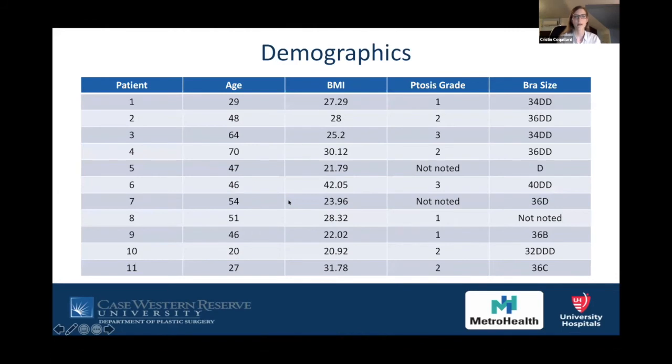So this is just showing the demographics of these 11 patients. As you can see, we had a pretty wide range. We had ages ranging from 20 to 70, BMI from 20 to 42, and a variety of ptosis and bra sizes.